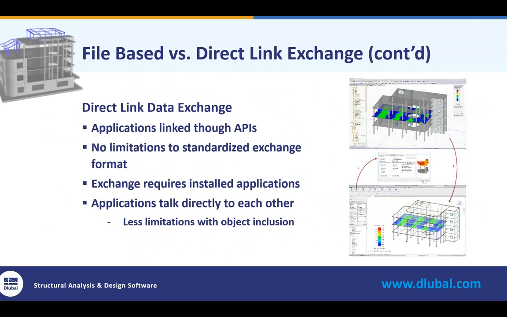With this option, the applications talk directly to each other. So with this, we're going to see a lot less limitations with object inclusion. So back to my previous example with nonlinear supports and load combinations, well, now we can just code in the option through the API interface to keep this information available. So whether we're round tripping between the programs, we'll never lose that information, even if it isn't necessarily included in the program that we're interfacing with.